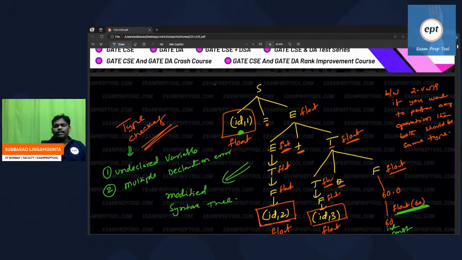Syntax analyzer, syntax purpose. Lexical analyzer, tokens purpose. Remember, everything can be done by everyone, but there is some controlling. You can study UPSC also. You can study NEET also. You can study IIT JEE also. You can study GATE also.